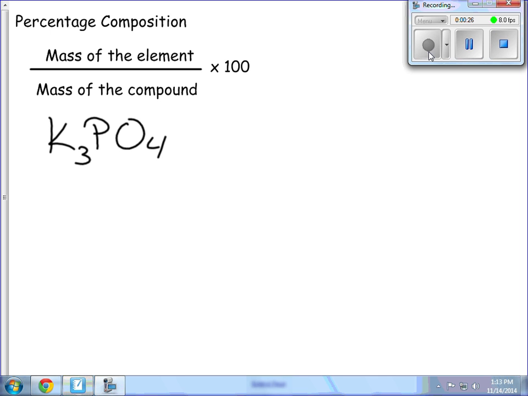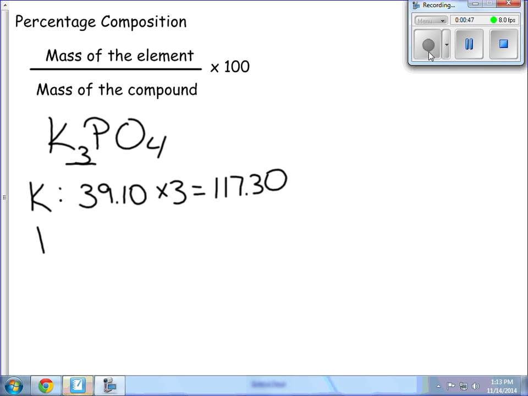We're going to take the mass of potassium. We'll look it up on the periodic table. It is 39.10. We have 3 potassium, so we multiply this by 3. We should get 117.30.